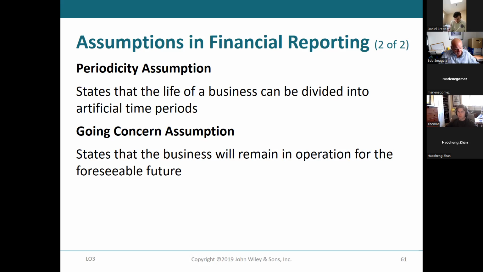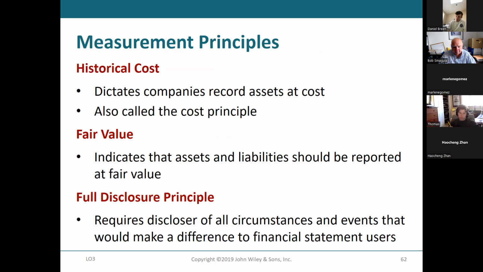Here's a word I've never used in conversation in my life: periodicity, if I'm saying that correctly. Periodicity. It states that the life of a business can be divided into artificial time periods. It just means you have a business and you are able to block out a period of time, typically a month, and come up with some numbers that tell you how the business is doing.